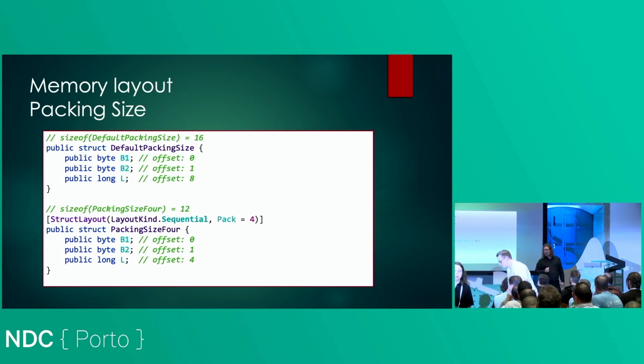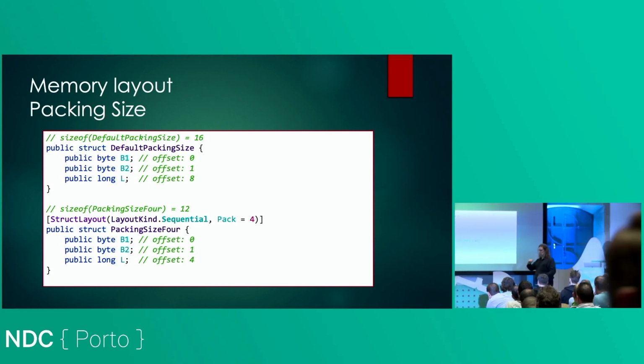Now what I can do is I can say, okay, I want a different packing size, meaning I basically specify a different maximum, if you will. So again, the runtime will look at all the fields and their types. And for the bytes, it doesn't matter, but then for the long, it goes, okay, the long is 8 bytes, but you told me packing size 4. 4 is smaller than 8, so I'm going to pick that. So in this case, I end up with 12.